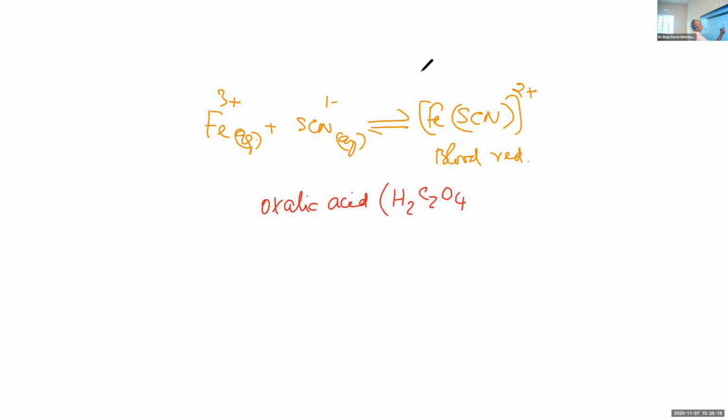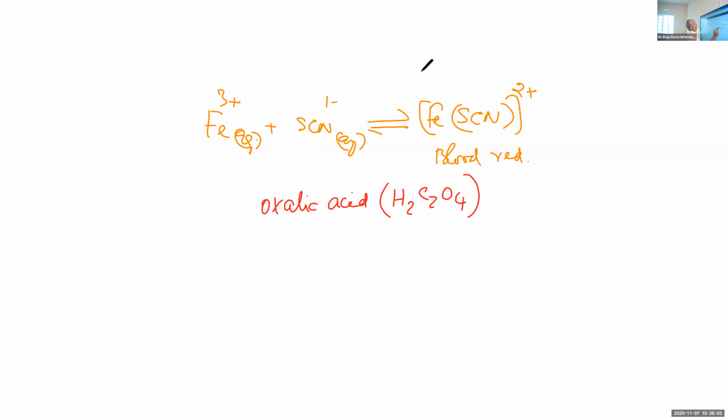Oxalic acid is H2C2O4. Oxalic acid is present in tomato, present in bilimbi fruit, Irimbipuli. In bilimbi fruit, oxalic acid is there. You are given a project to estimate the amount of the acid content in bilimbi fruit. It has a sour taste, and that is mainly due to oxalic acid, H2C2O4, present in the bilimbi fruit.